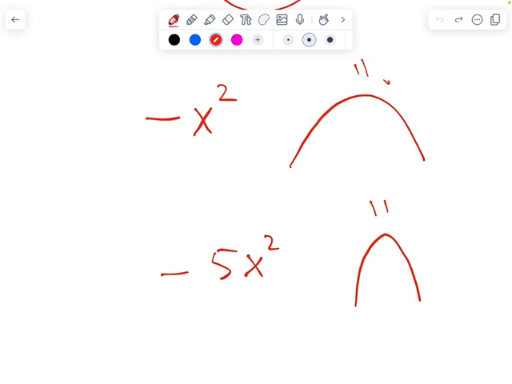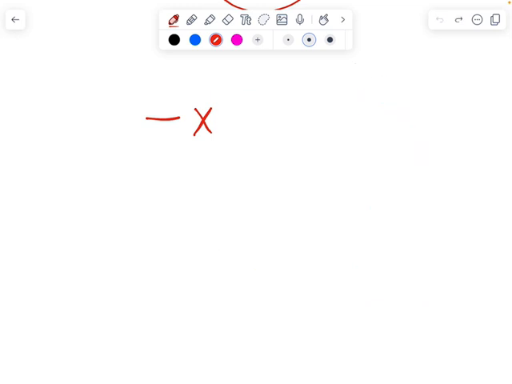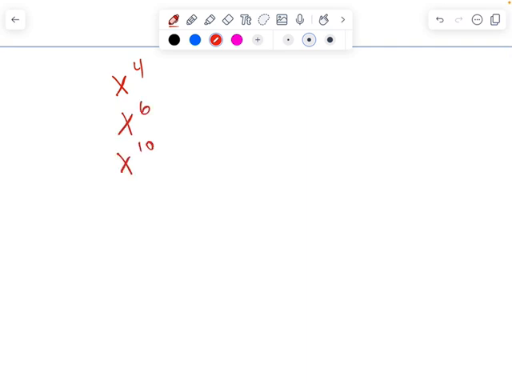Okay, so that's kind of the theory behind it. Now let's just summarize what we can say about end behavior. Let's make a little table here. Let's say we have x to the 4th, x to the 6th, x to the 10th, x to some even power.